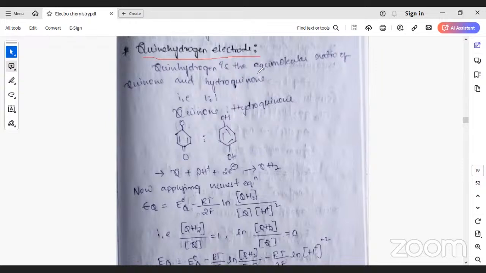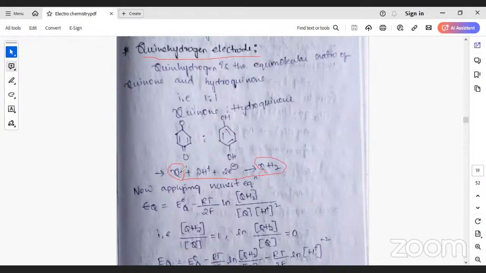The quinhydrone electrode has an equimolar ratio of quinone and hydroquinone. This is the structure of quinone, that is benzene with a double bond O here and another double bond O below. Then with OH groups, that is the hydroquinone. The equimolar mixture of quinone and hydroquinone is nothing but quinhydrone. Quinone undergoes absorption of two hydrogen ions and two electrons.